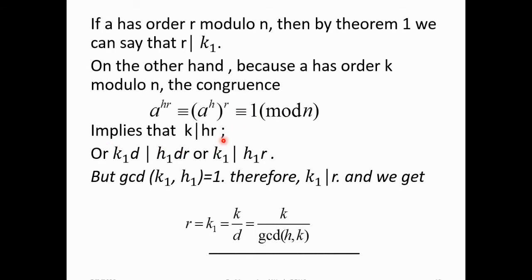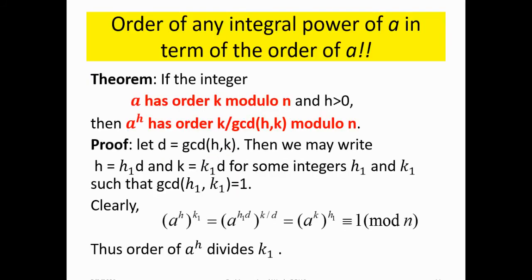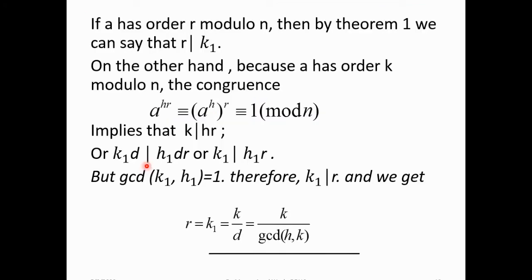So this implies that k divides hr, because a to the power hr is giving 1. Or we can say k1 into d divides h1 into d into r. We are just substituting the values of k and h. This k is k1d and h is h1d. Then d can be cancelled. So we get k1 divides h1r. So either k1 divides h1 or k1 divides r, but k1 and h1 are relatively prime. So that means k1 should divide r.